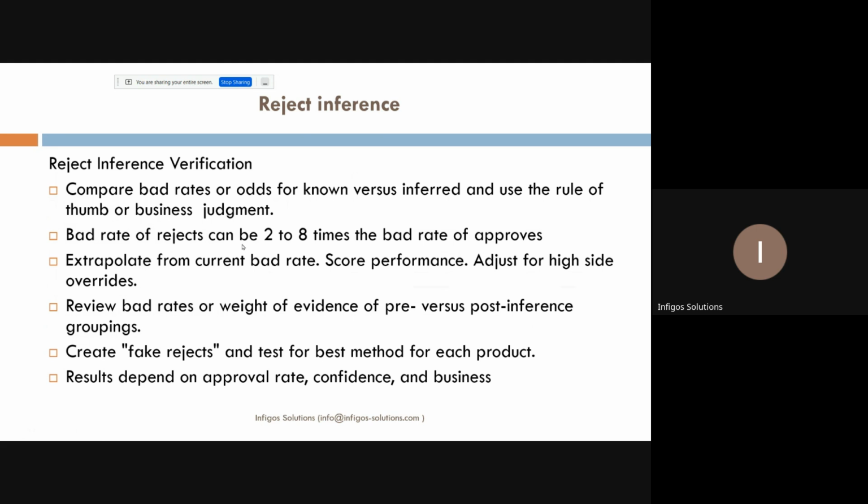For reject inference verification, you will compare the bad rate of the known with the bad rate of the inferred. Normally, the bad rate of rejects should be 2 to 8 times the bad rate of the approved. And you need to review the bad rate or weight of evidence of pre versus post inference. We have created fake rejects to test the best method for each product.